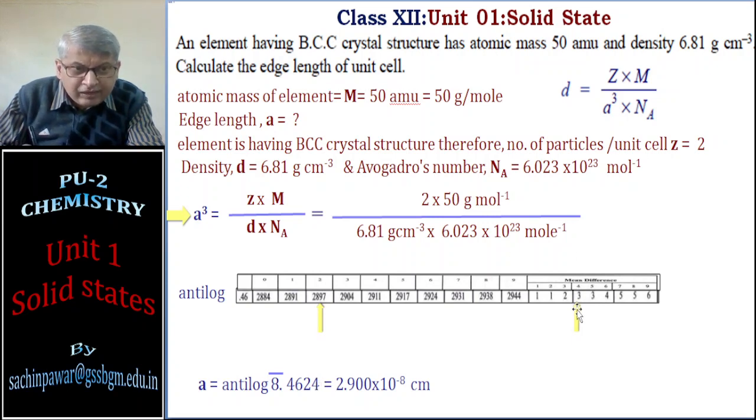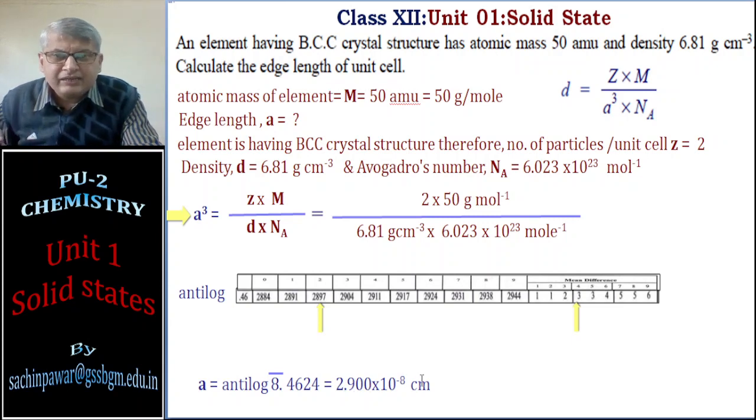So in the fourth column it is 3. So 2897 plus 3 becomes 2900. So I have got the antilog as 2900. To write the answer, we write 2. The decimal point is written after the first digit and multiply it by 10 to the power. The power here is the characteristics. So it is 2.900 into 10 to the power -8 centimeter is the answer.